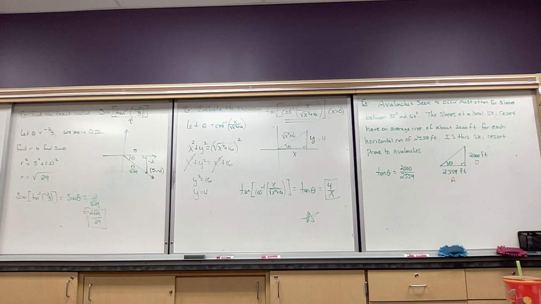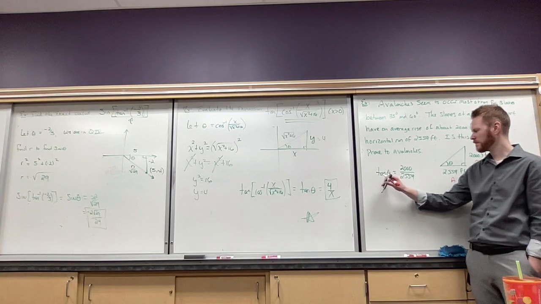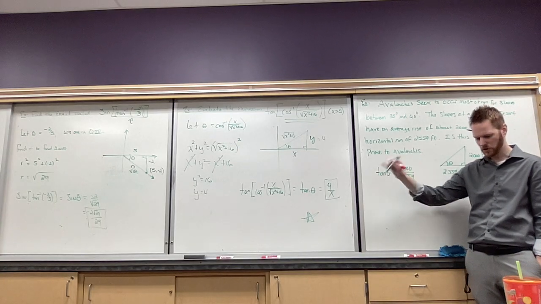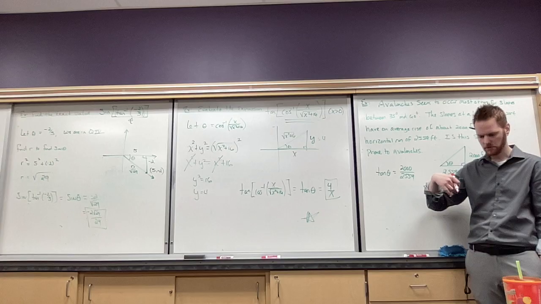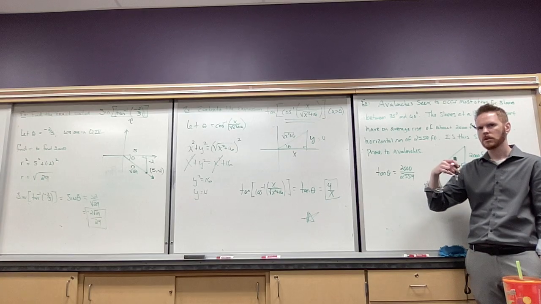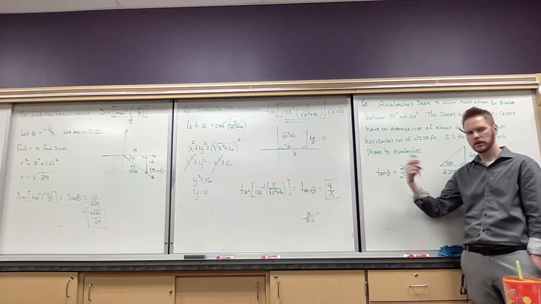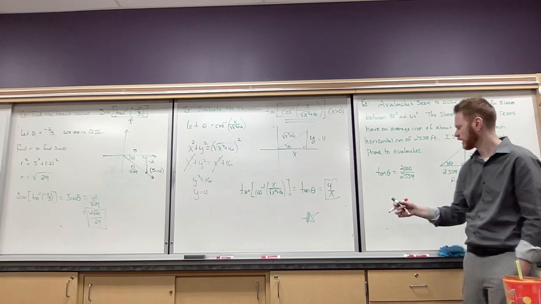Now to get theta by itself, we do the inverse, right? I'm going to show you. You know how if you had 2x, you would divide by 2 to get x by itself. So how do you undo tangent? We do the inverse. So how does that look? Okay, I'm going to show you how that looks.